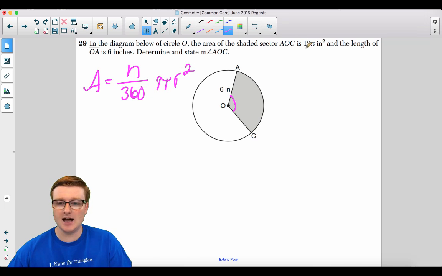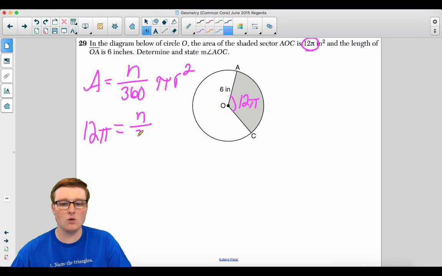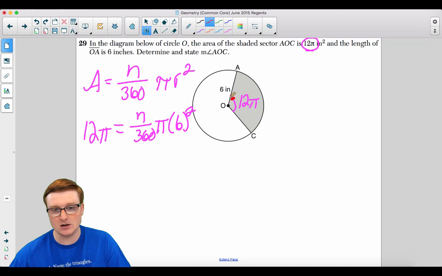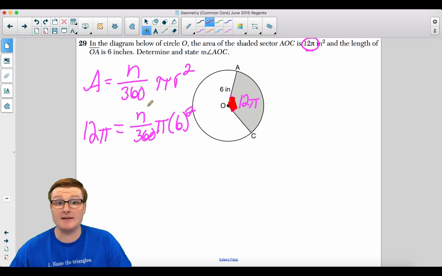Okay? They're telling you that the area of the sector, or the shaded piece, is 12 pi. So the big A is 12 pi. That's equal to n over 360 pi times the radius, which is 6, squared. Remember, folks, we're trying to solve for this angle right here. We're trying to solve for that little red angle. Okay? We need to solve for n.